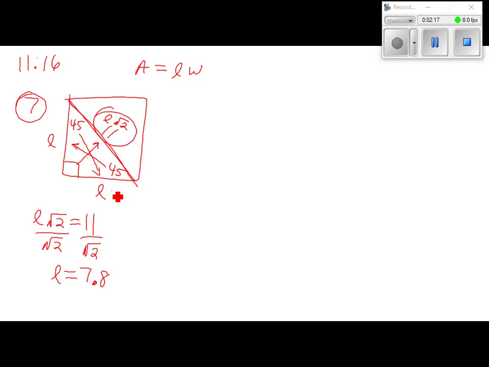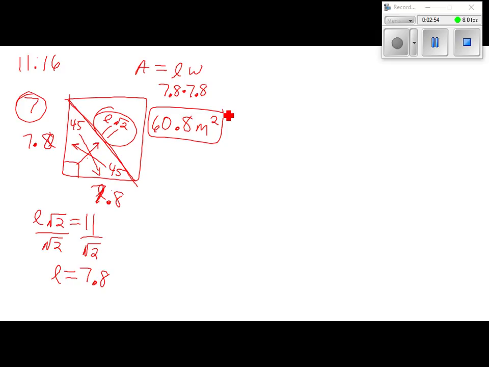How long is this side in this square then? 7.8. How long is this side? 7.8. What do we do to find the area? 7.8 times 7.8. Somebody do that. 60.84. So we'll say 60.8, rounded to the nearest tenth. Did they give us any units? Meters. And if it's area, what is it? Meters squared. Good.